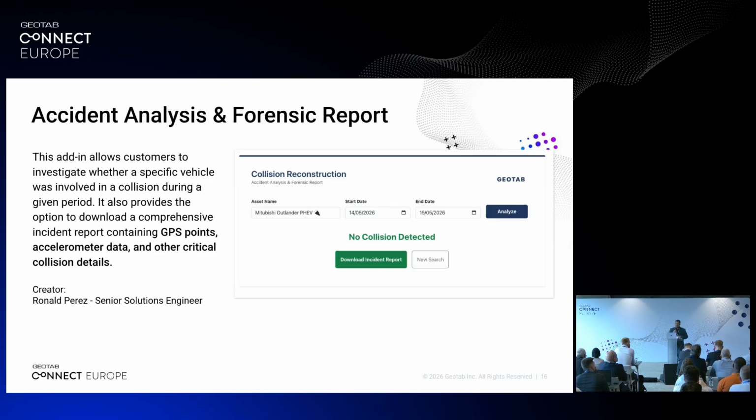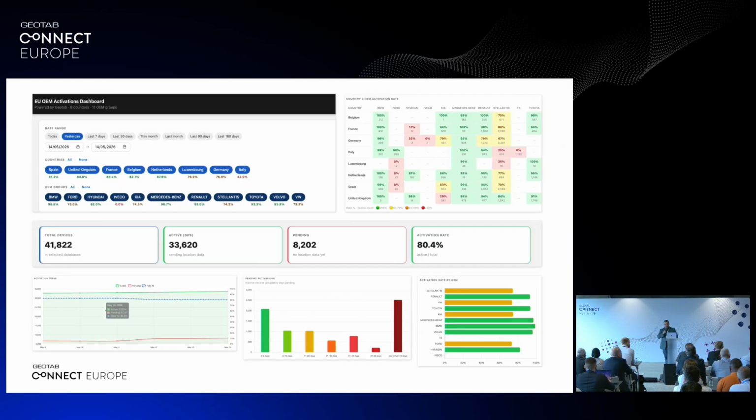This is another one I created also for a customer, accident analysis. You just need to select your vehicle, select a date range, and the add-in is going to tell you collision detected or no collision detected. If there is a collision detected, you can download a PDF with the accelerometer data, speed profile, locations, before, during, and after the collision took place. This is another add-in we created using bytecoding, let's say, in the morning.